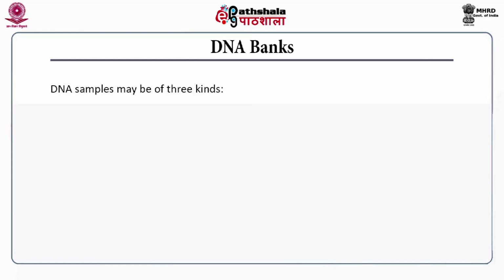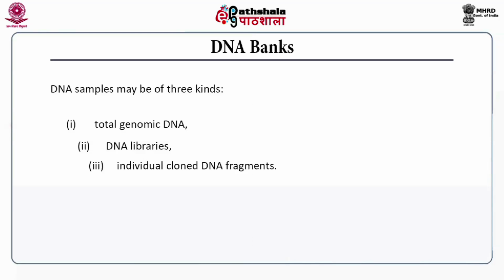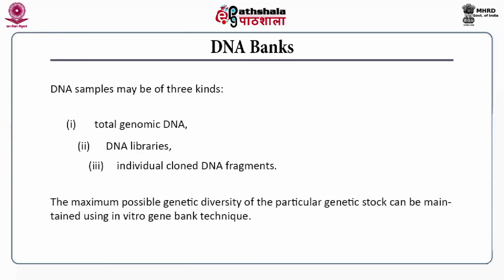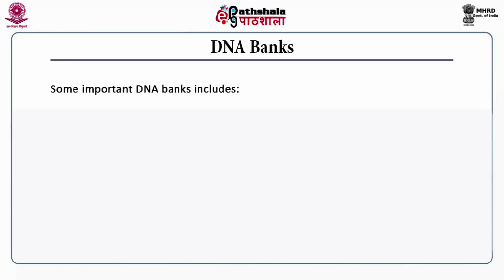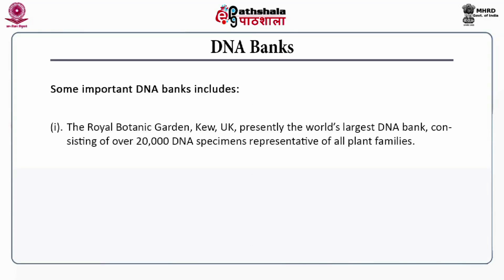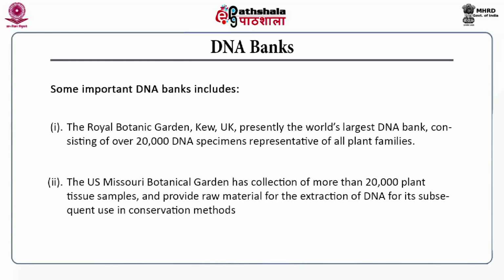DNA samples may be of three kinds: total genomic DNA, DNA libraries and individual cloned DNA fragments. The maximum possible genetic diversity of the particular genetic stock can be maintained using the in vitro gene bank technique. Some important gene banks all over the world include the Royal Botanic Gardens, Kew, UK, presently the world's largest DNA bank, consisting of over 20,000 species representative of all plant families. The US Missouri Botanical Garden has a collection of more than 20,000 plant tissue samples and provides raw material for the extraction of DNA for its subsequent use in conservation methods.